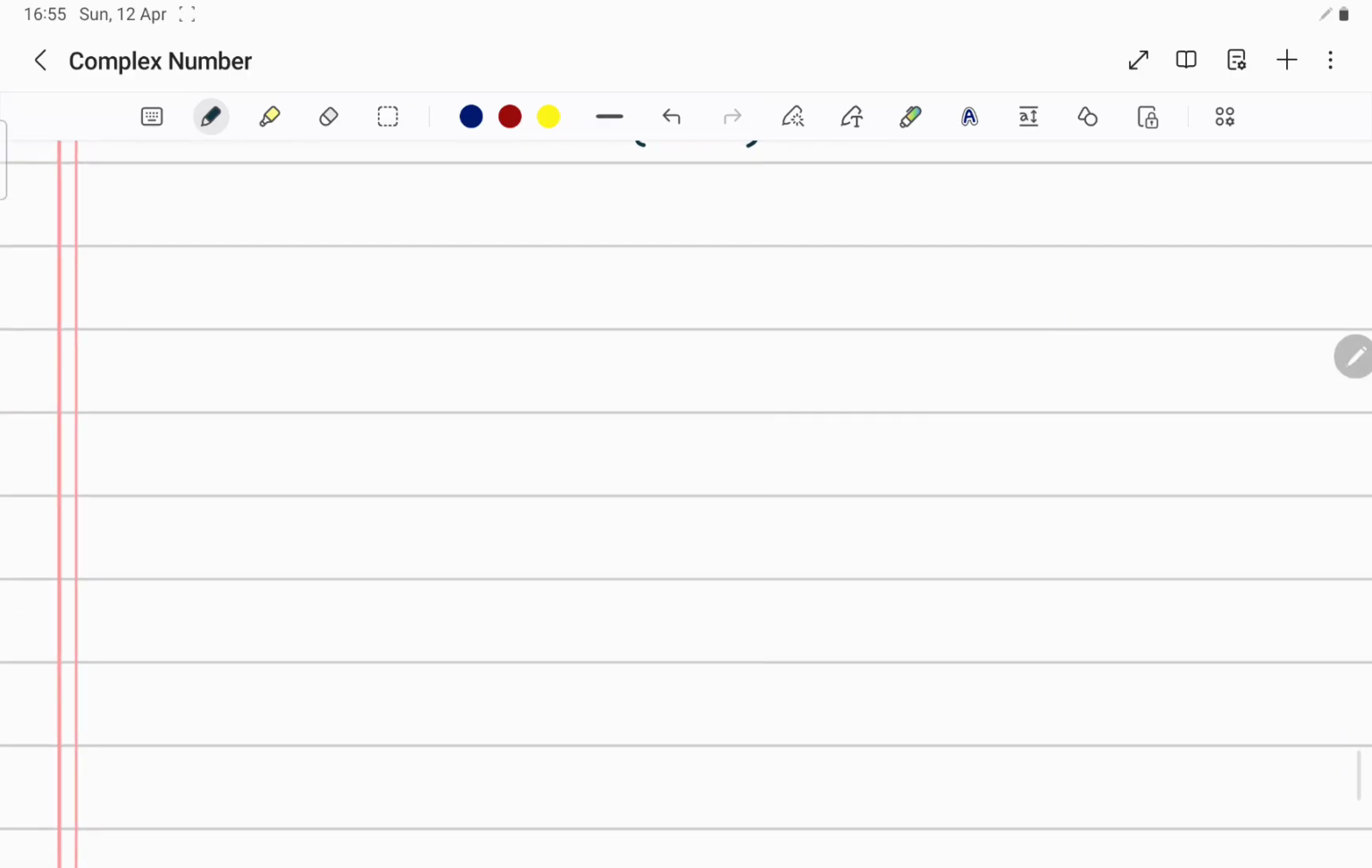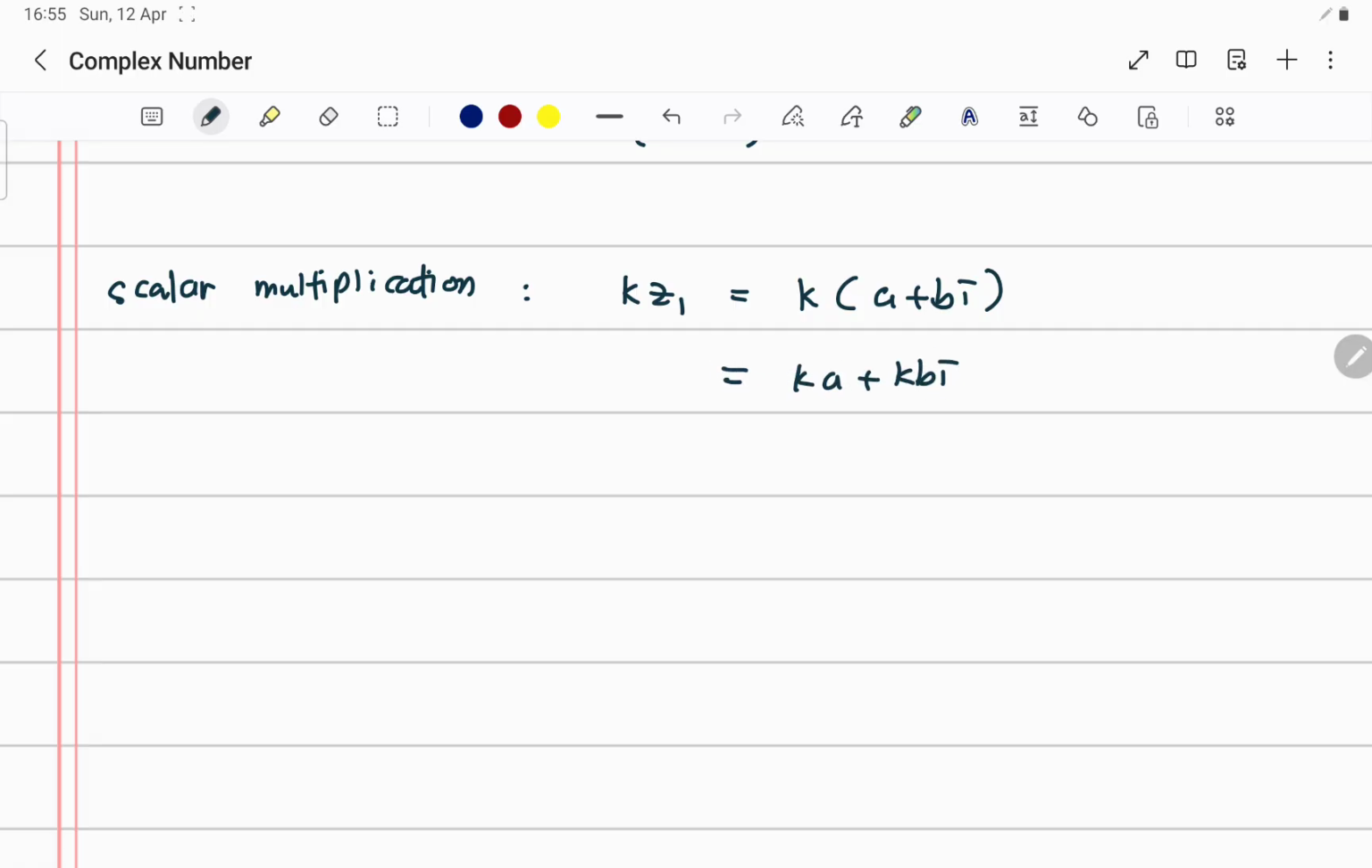Now what if you have scalar multiplication? Let's say you want to do K multiplied with Z1. This one is also similar. You can just expand it. K multiplied with Z1, which is A plus BI, becomes KA plus KB I.